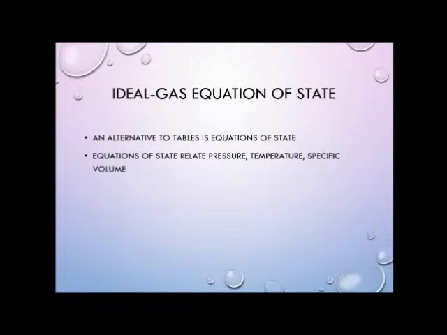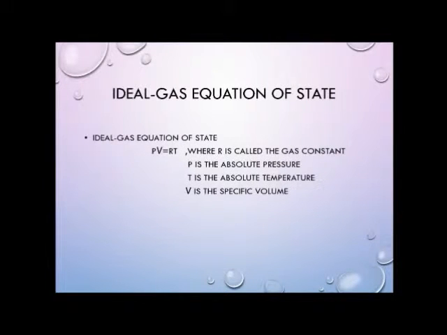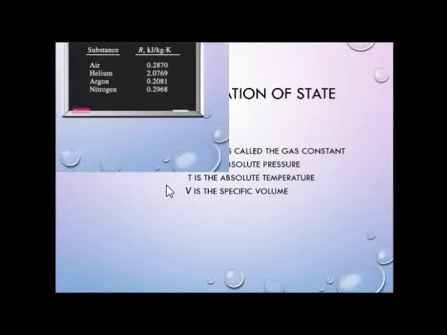Now, the ideal gas equation of state is an alternative to the tables. An equation of state relates pressure, temperature and specific volume. These are related to the specific substance and range from simple to complex, and the simplest is the ideal gas equation. So this is very important because it is very simple. The ideal gas equation of state is PV equals RT, where R is the gas constant, P is the absolute pressure, T is the absolute temperature, and V is the specific volume.